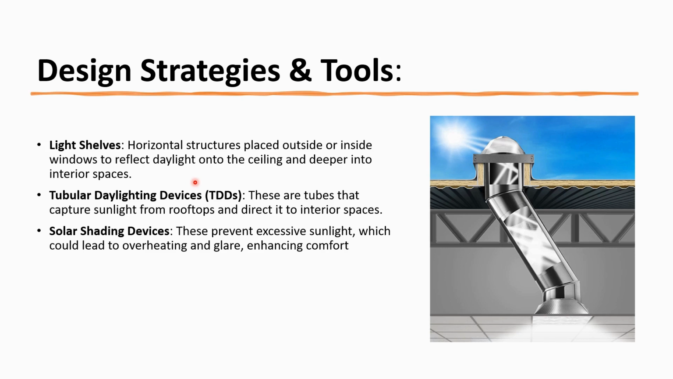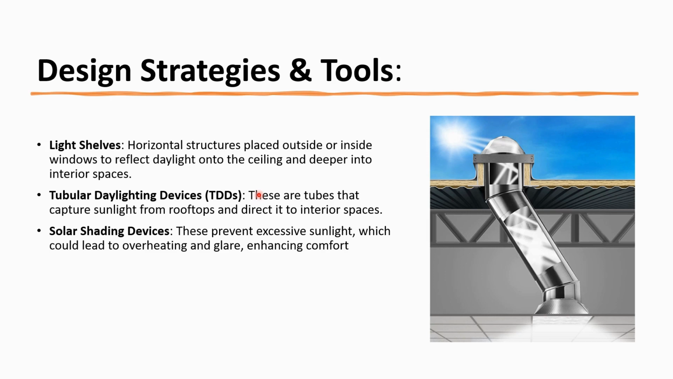And also we can use tubular daylighting devices. These are tubes that can help to capture sunlight from the rooftop and direct it to the interior spaces. And also we can use solar shading devices. These help to prevent excessive sunlight, which could lead to overheating and glare, and as a result, help to enhance comfort.